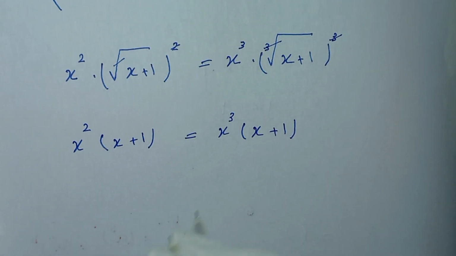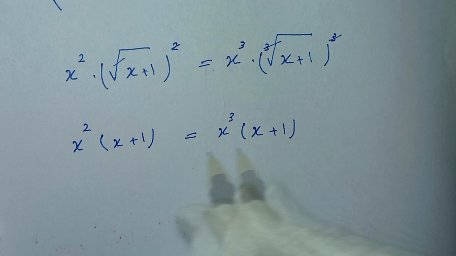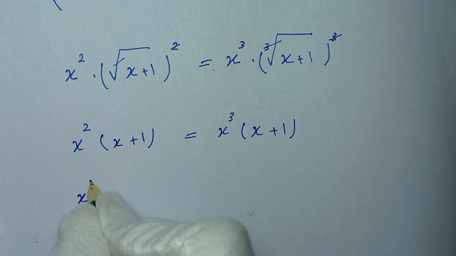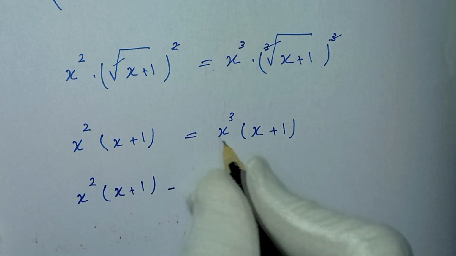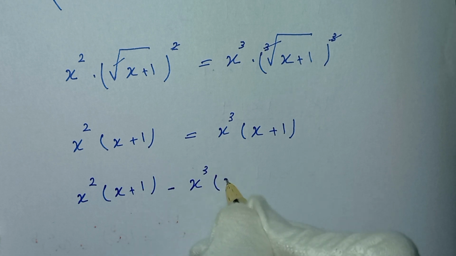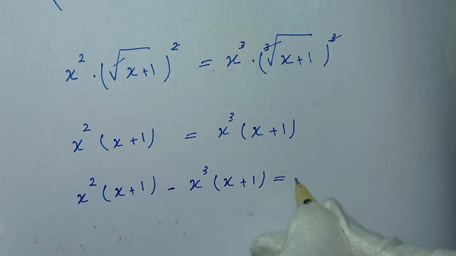In the next step, we take this x cubed times x plus 1 to the left side, so it will be x squared times x plus 1 minus this x cubed times x plus 1 is equal to 0.